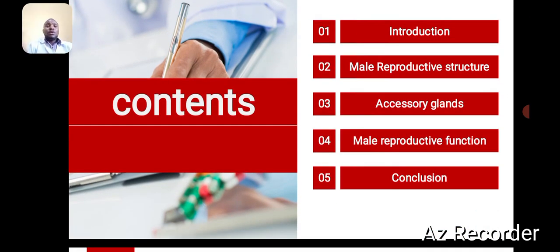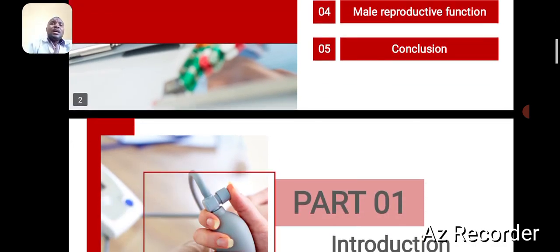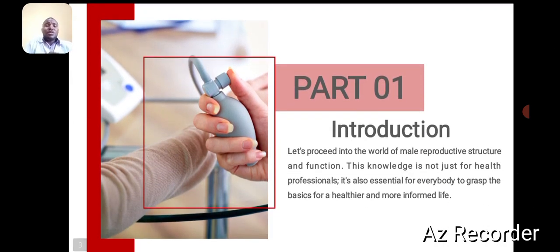So, very quickly, we want to run down this content. Introduction, we are going to look at the structures, accessory glands, and then function, and as well have a logical conclusion. Let us proceed into the world of the male reproductive system, focusing on the structure and the function.